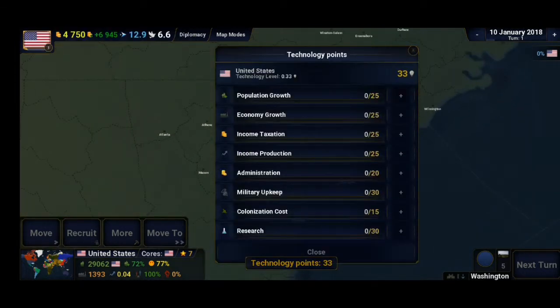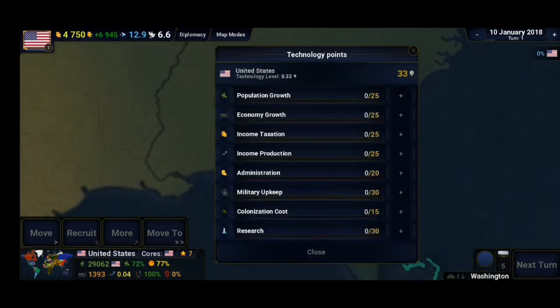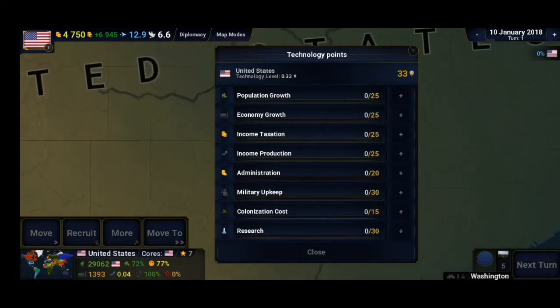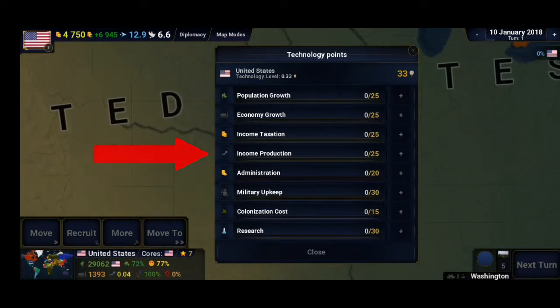So anyways, here on the technology board, I'll keep it simple for you. Population growth, each individual province, how much population gains per round. Economic growth, how much more your economy will grow, how much more income you'll get per round. Income taxation, how much you tax the people. Like, you still tax them at the same average rate, but in increasing that, you're essentially increasing the value of what you tax them for. Income production is how much money you make per round.